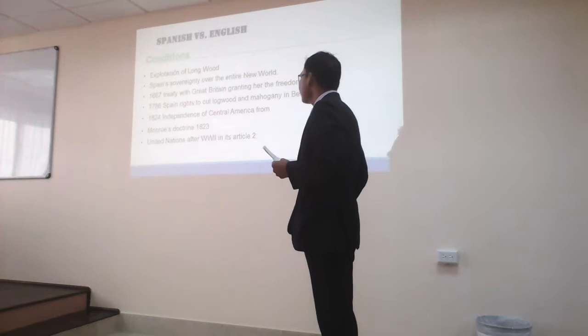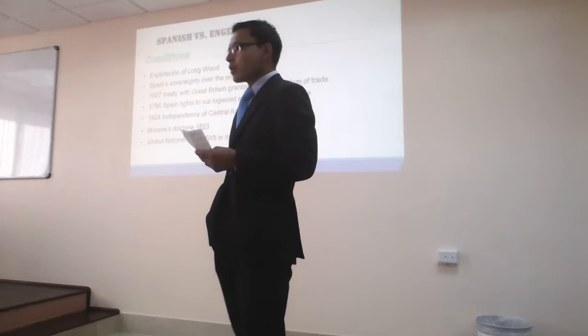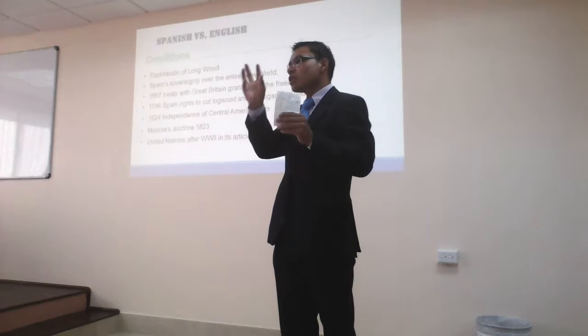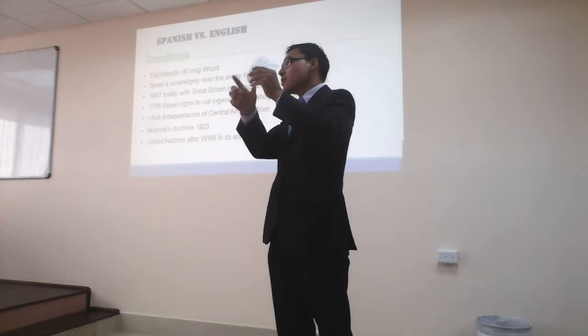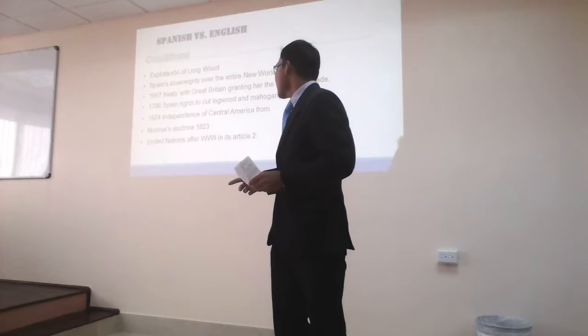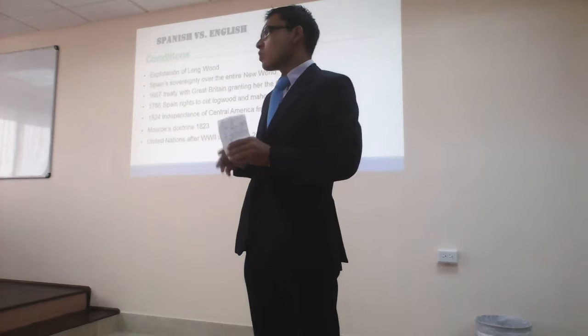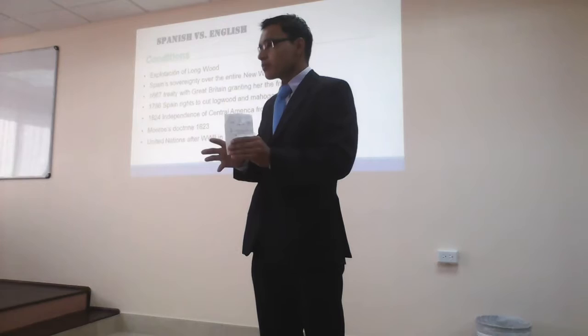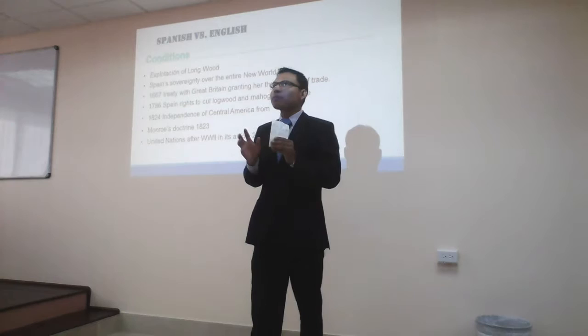In 1824, there was the independence of Central America from Mexico. Yeah? If we had a map, we could see that Belize and some territories of Nicaragua, Honduras and El Salvador were part of one of the largest countries, Mexico. But they formed an alliance and they became independent in this year, 1824. And Belize was one of the provinces that was free. So the Spanish lost more of the control.